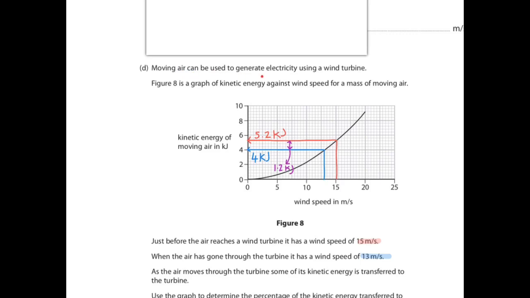Moving air can be used to generate electricity using a wind turbine. Figure 8 is a graph of kinetic energy against the wind speed for a mass of moving air. So we've got kinetic energy of moving air here and wind speed here. You can see as there's more wind speed, or the faster the wind's traveling, the more kinetic energy of moving air there is in kilojoules.